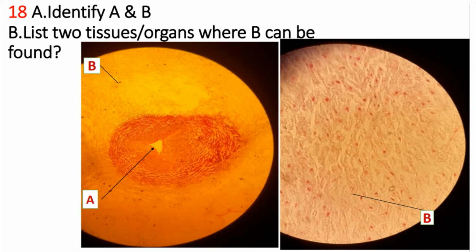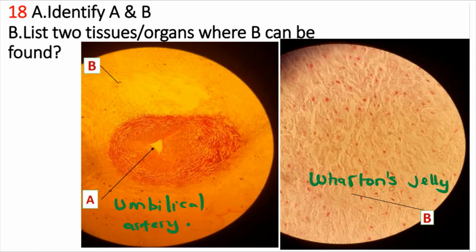Identify slide A and B. A is the umbilical artery, so this is the umbilical cord. The connective tissue that is surrounding the umbilical artery, which is B, is called Wharton's jelly. Wharton's jelly is also known as mucoid connective tissue. Mucoid connective tissue can be found, number one, in the umbilical cord. Number two, in the developing tooth.